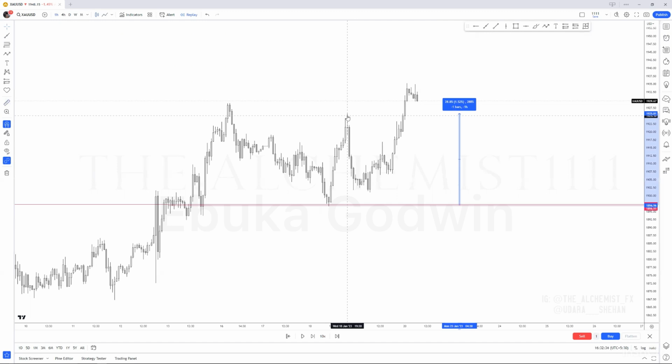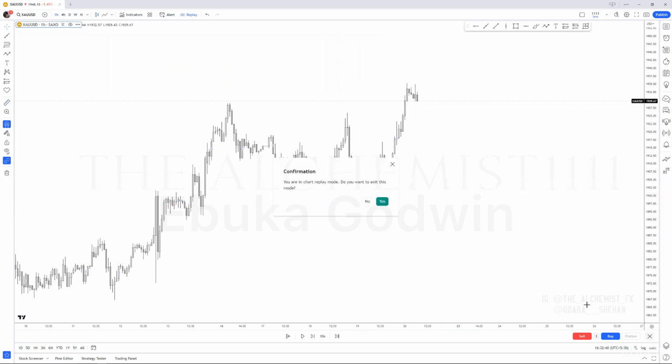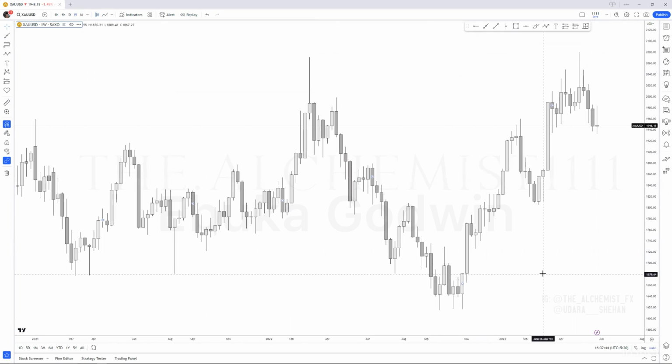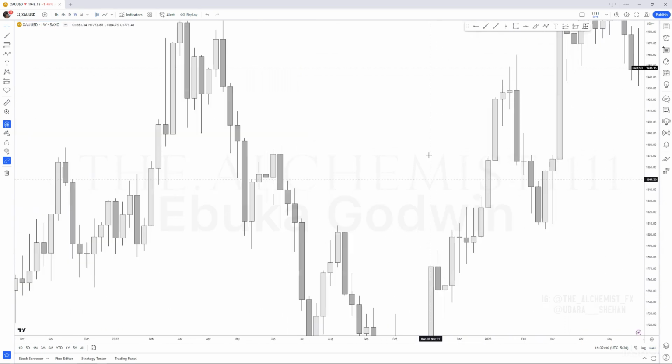Just as soon as it taps, from the next candle on, it starts to fly. Okay, so once you understand this, it gets better and better. Look at this, I'll show you some more. On the weekly, look at this.